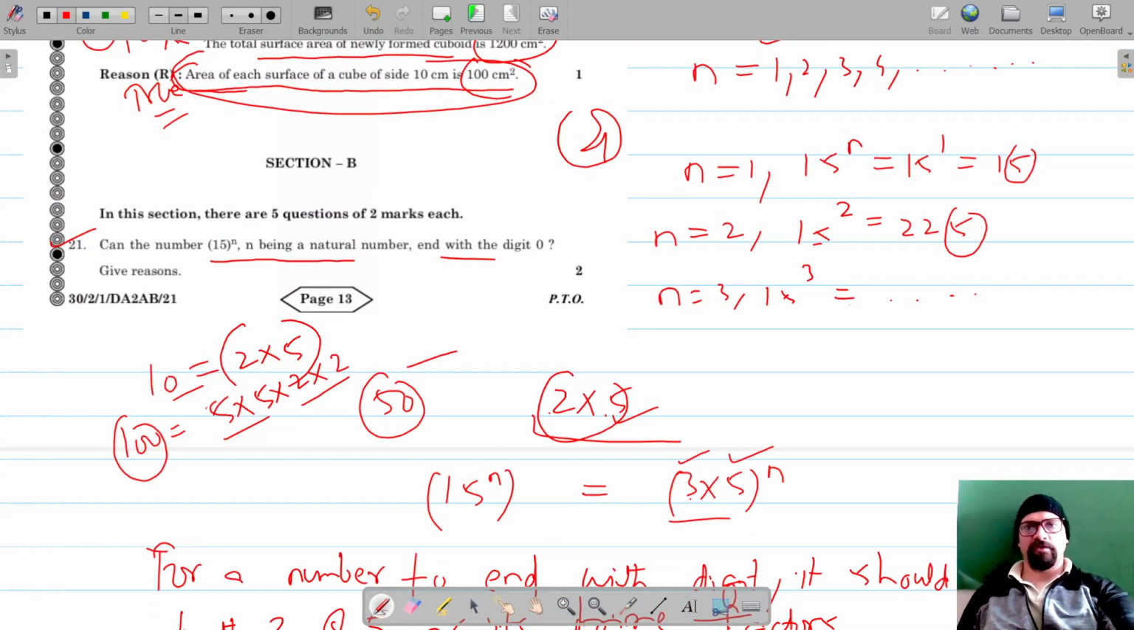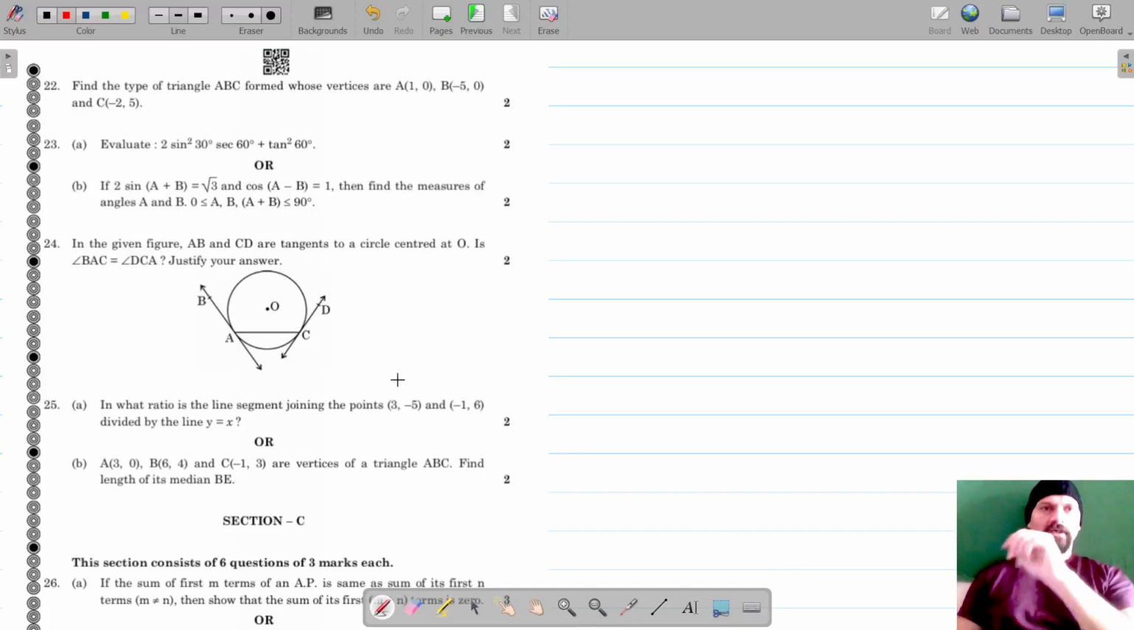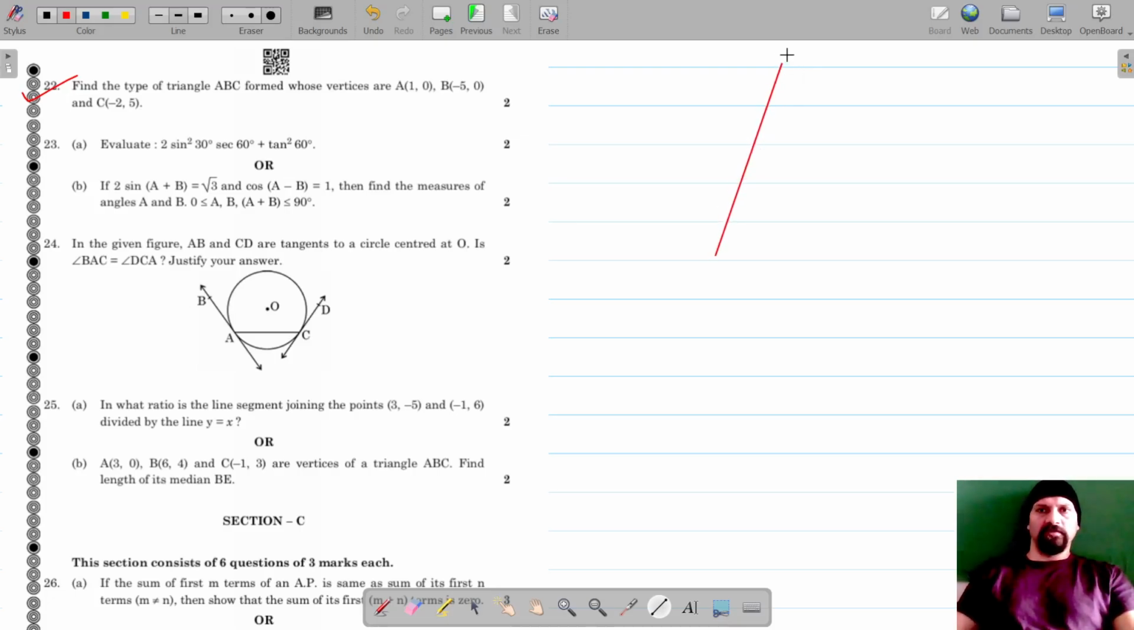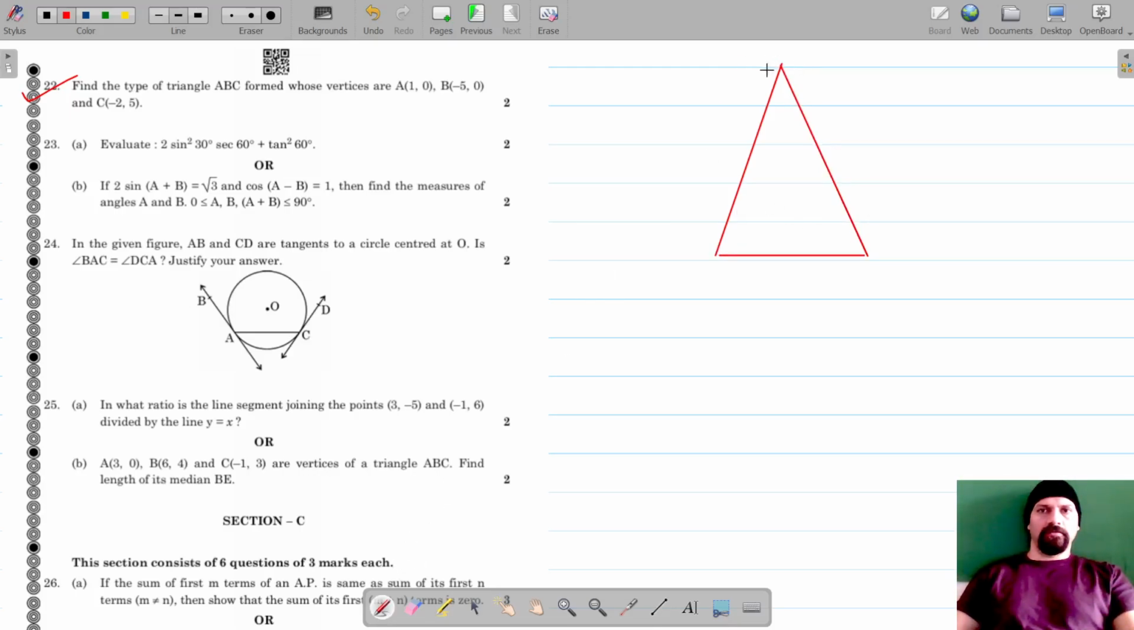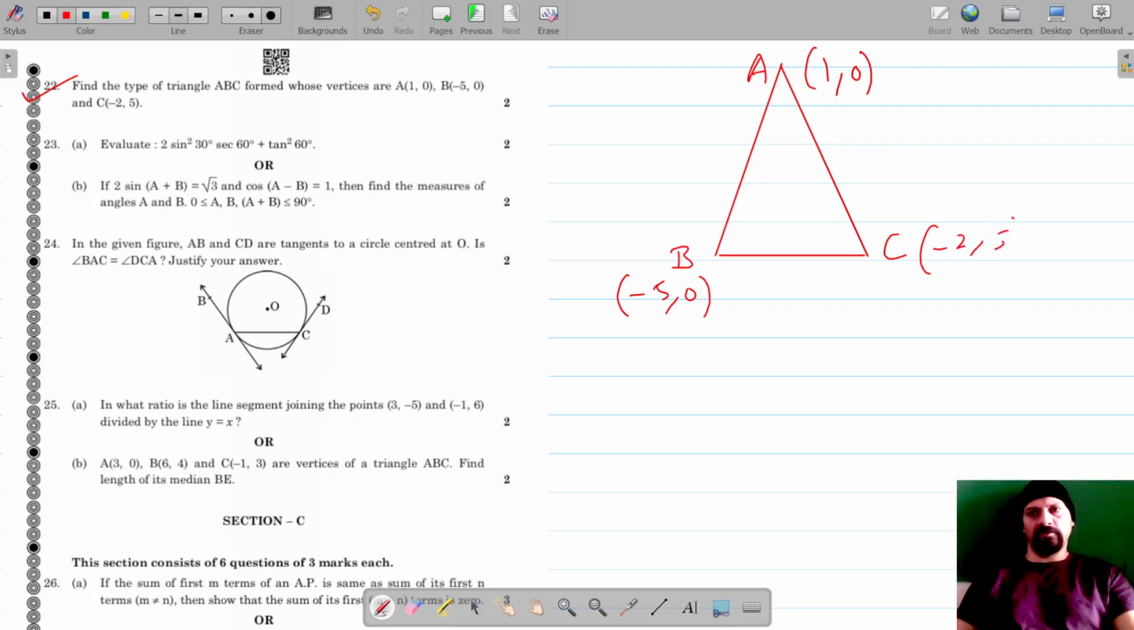Let's move on to question number 22. For question number 22, we have to find the type of triangle ABC formed whose vertices A, B, and C are given. So let's say this is a triangle ABC, and we have to find the type of the triangle. This is vertex A, its coordinates are 1, comma 0. This is vertex B, its coordinates are minus 5, comma 0. And this is vertex C, its coordinates are minus 2, comma 5.